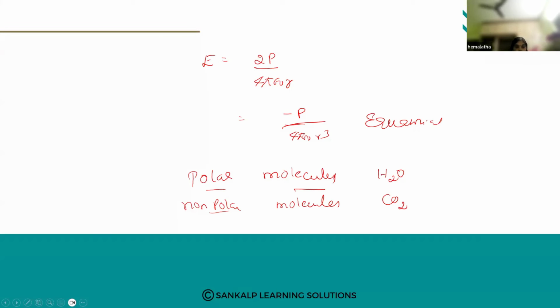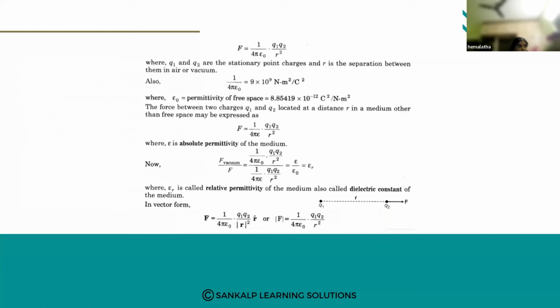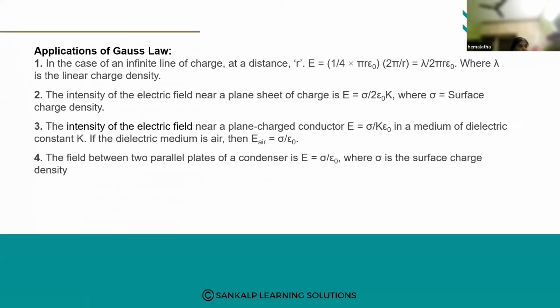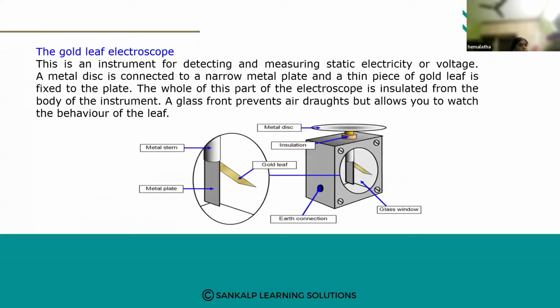So I told you about how the gold leaf electroscope works. I will show it today. This is how the gold leaf electroscope looks like. It is one chamber, I told you, and there is a gold leaf, right?